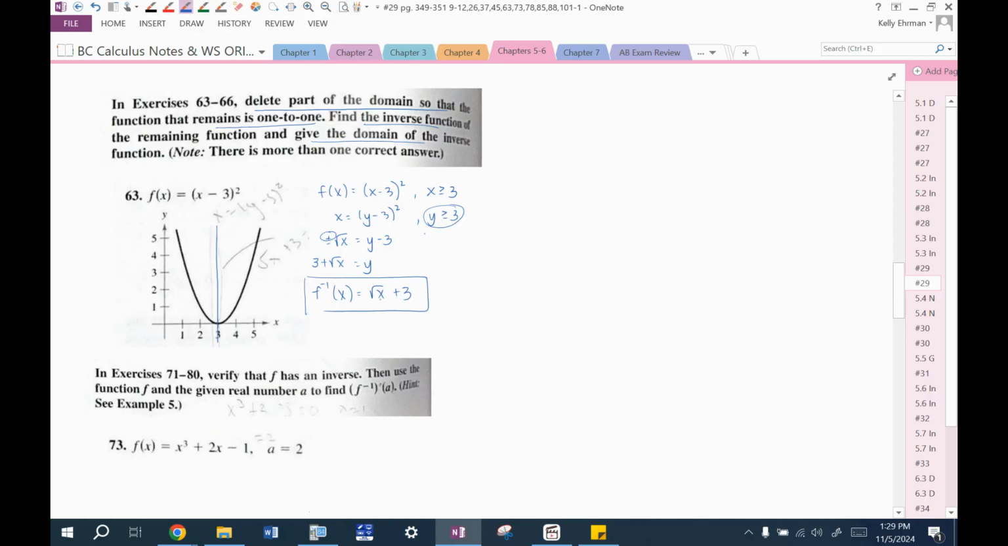So two ways to get domain. It's a square root function, so x needs to be greater than or equal to 0. Or also remember that the range of f becomes the domain of f inverse, right? The outputs of the original function become the inputs of the inverse. So same thing here. If I look at 3 to infinity, the y values that are greater than or equal to 0 in the original mean that the x values will be greater than or equal to 0 in the inverse. All right, so that's that second part.